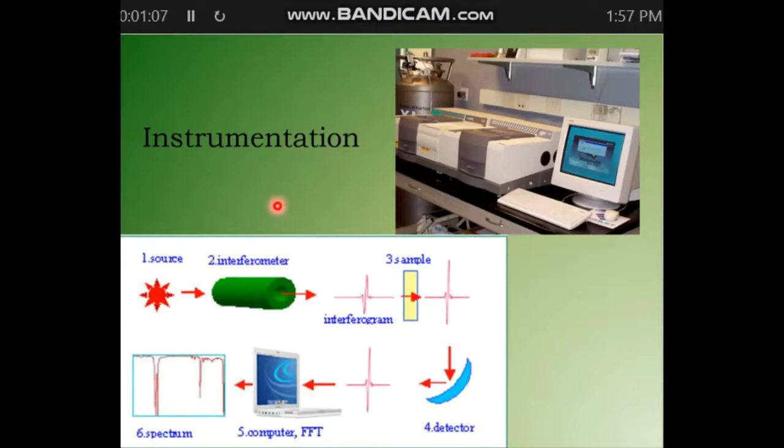We can see one of the IR instruments in the picture, and the graph represents how the infrared light passes through the sample, and the transmitted light is detected by the detector. The detector compares the incident light and the transmitted light, and it plots the data on the monitor, which displays it as a spectrum.